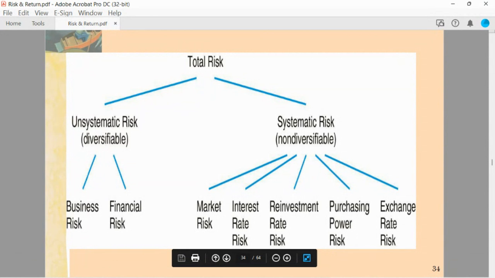And then interest rate risk. As interest rate goes up, the price of the stock, as with any asset, right? Bond, when interest rate goes up, bond valuation goes down. Stock price goes down. Bond price goes down because you're discounting with a higher discount rate.